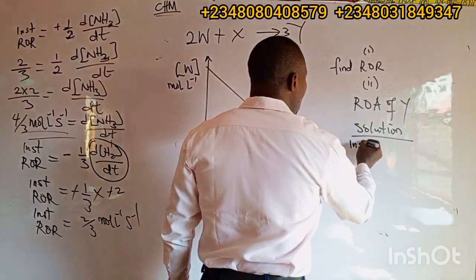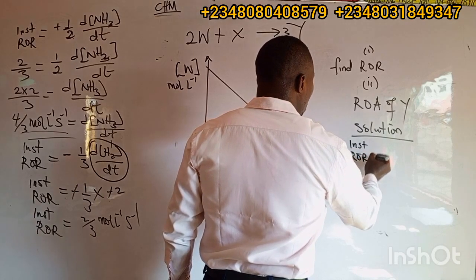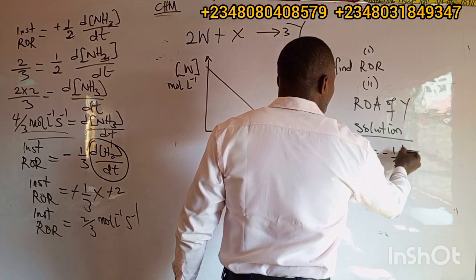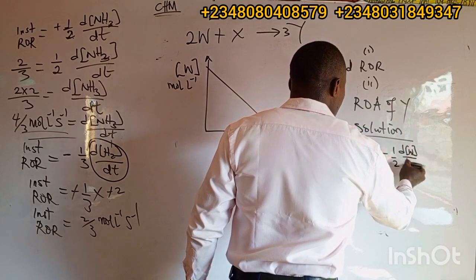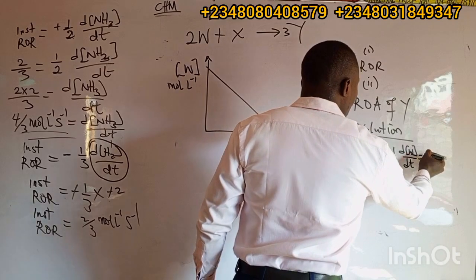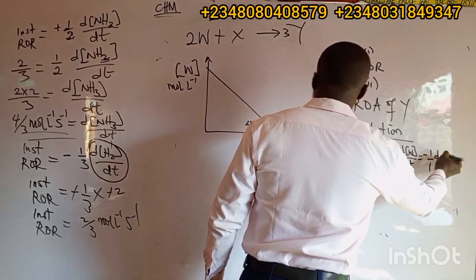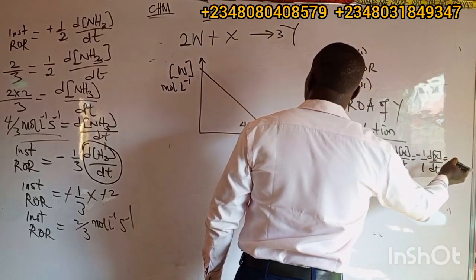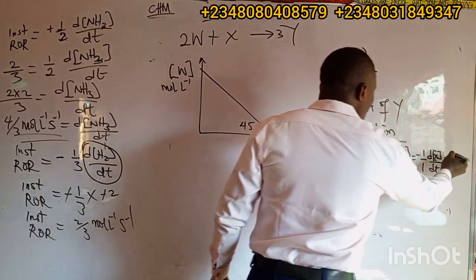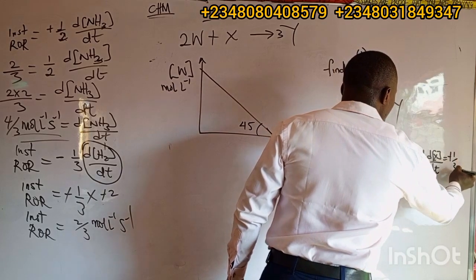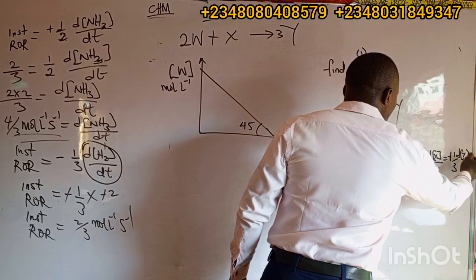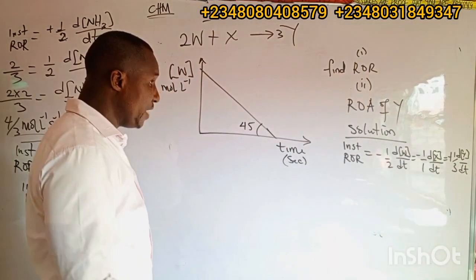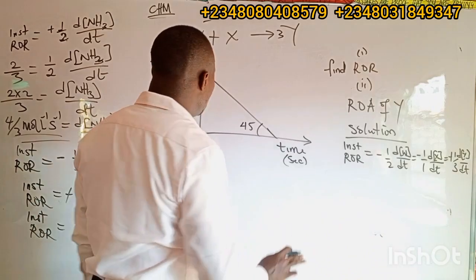Now, the instantaneous rate of reaction is equal to -1/2 dW/dt, equal to -1/1 dX/dt, equal to plus 1/3 dY/dt. That is the rate of reaction. Then look at this.